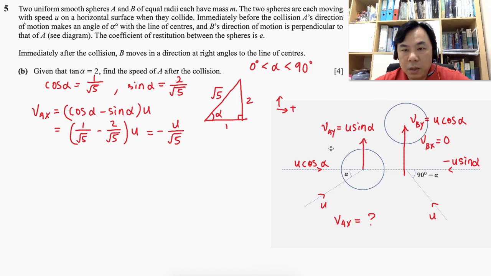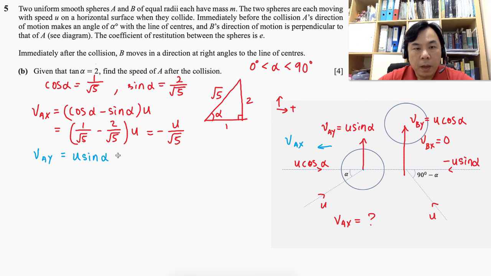So the horizontal component of A, I'm going to write it down here, is in this direction. So most probably it's going to move in this direction. Now that will be the speed of A after the collision. We knew the vertical component of the velocity after the collision for A is given by u sine alpha, and we know the sine is this, so therefore it is 2u over root 5.